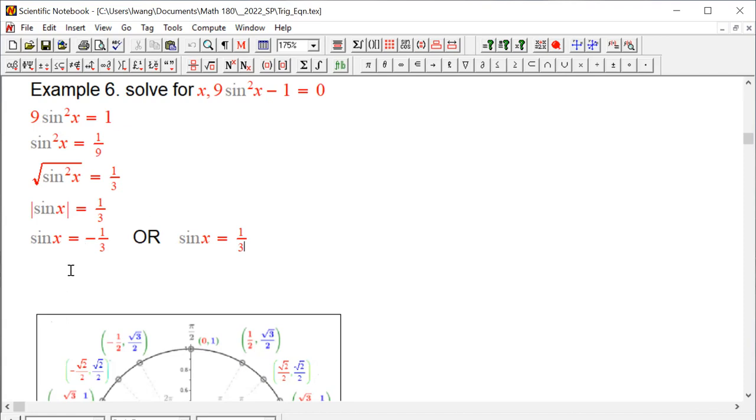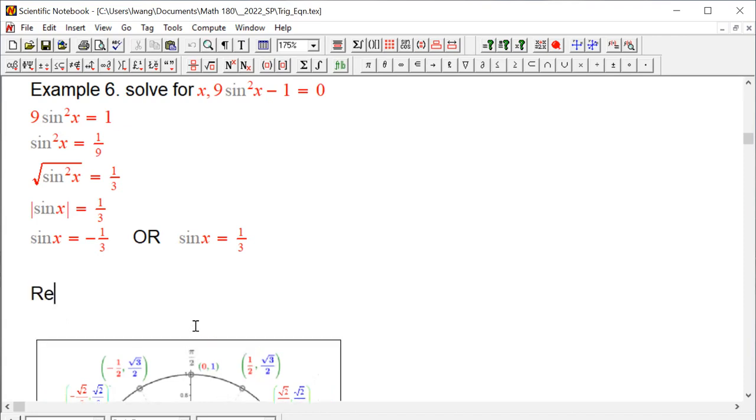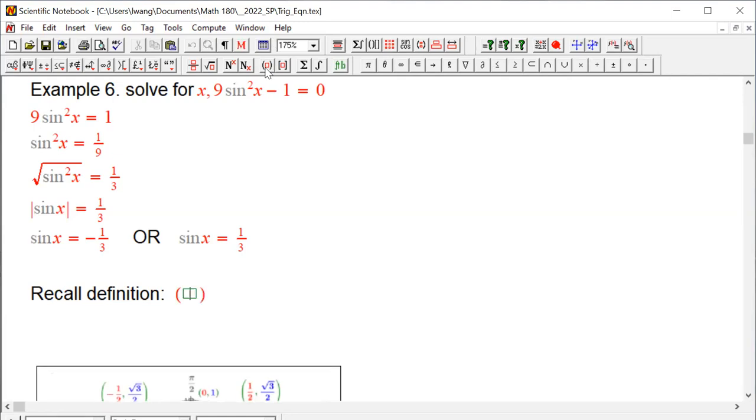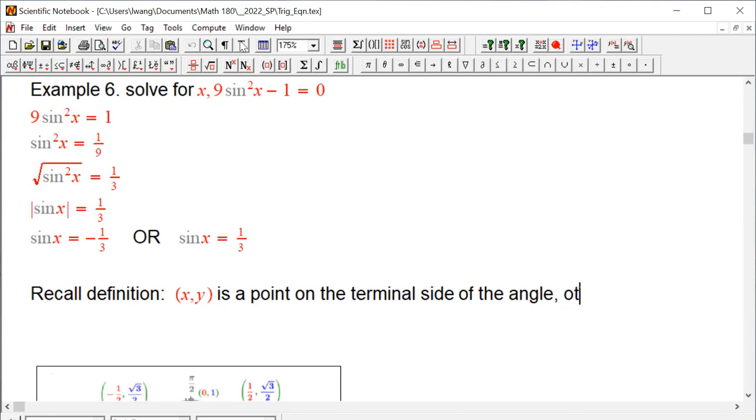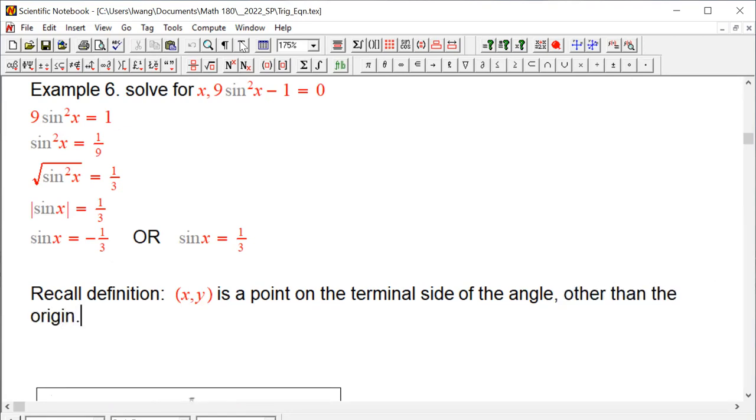Well, we still go by definition. If we recall the definition of sine, there's a point (x, y) on the terminal side of the angle, other than the origin, and r is equal to the square root of x squared plus y squared.